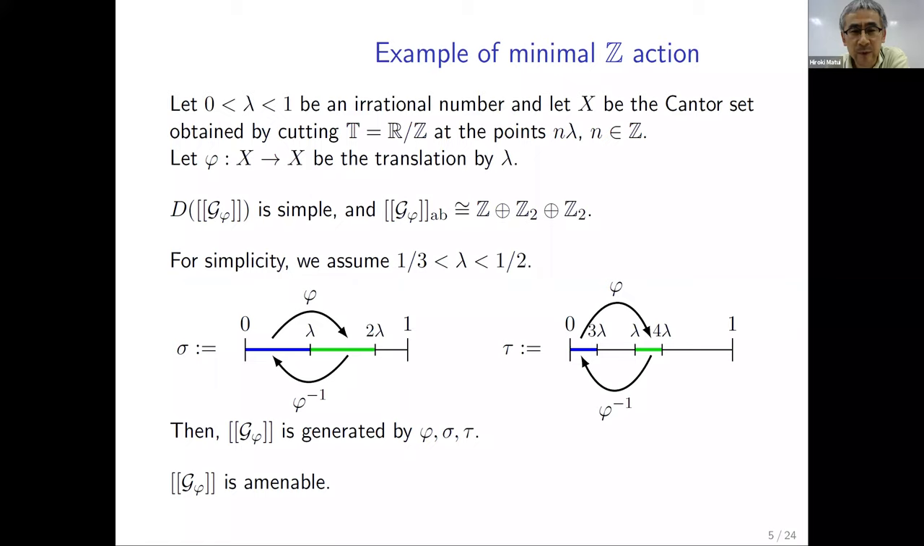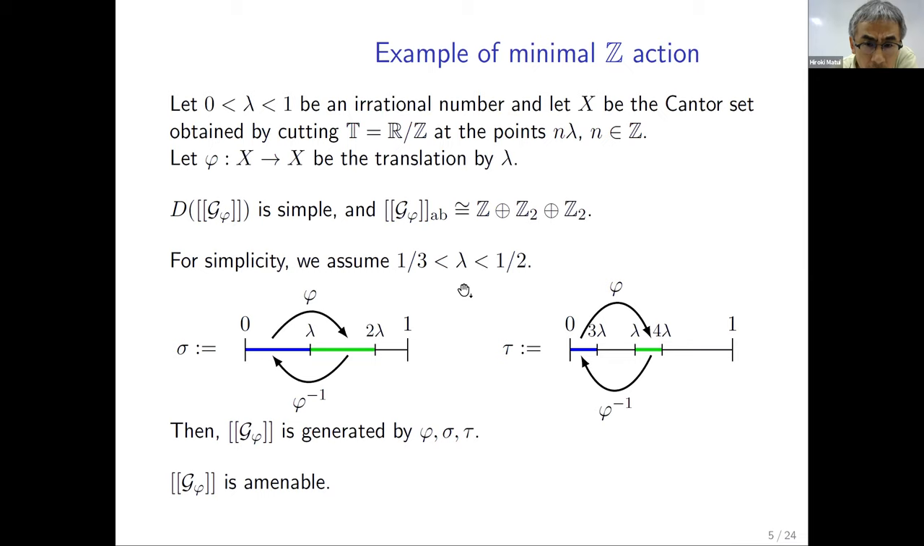And let me give you a simple example. Let lambda be an irrational number. By cutting the torus at the points n times lambda, we obtain a Cantor set. And let phi be the translation by lambda, or the rotation by lambda. It's a homeomorphism on the Cantor set X. And yes, it's minimal. So by the theorem which I mentioned in the previous slide, this is a simple group, and I can compute its abelianization like this.